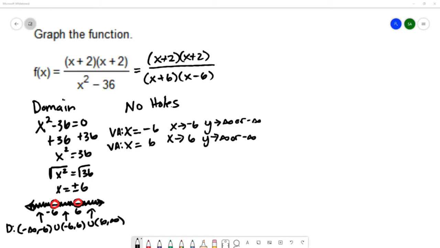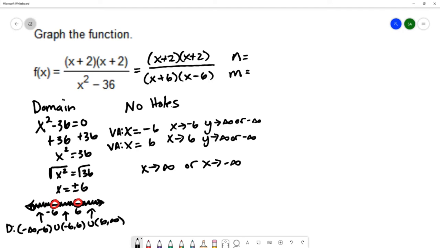The next thing that I'd like to look for are any horizontal asymptotes. And horizontal asymptotes are the end behavior of the graph. These are what is happening as x approaches infinity or as x approaches negative infinity. So this is going to tell me how to draw the graph near the end. Now, to find these horizontal asymptotes, I need to know the degree of the numerator and the degree of the denominator. So we call the degree of the numerator n and the degree of the denominator m.